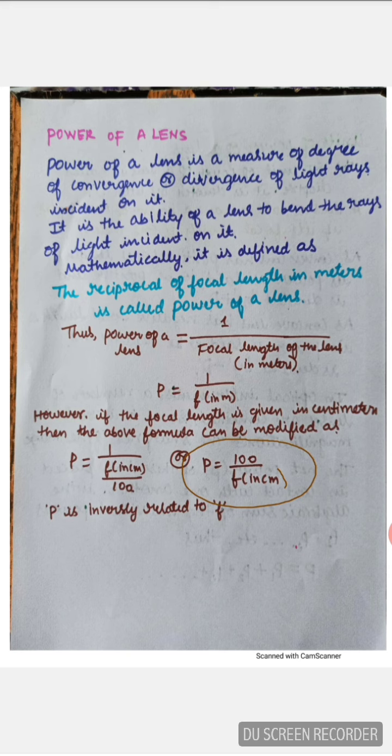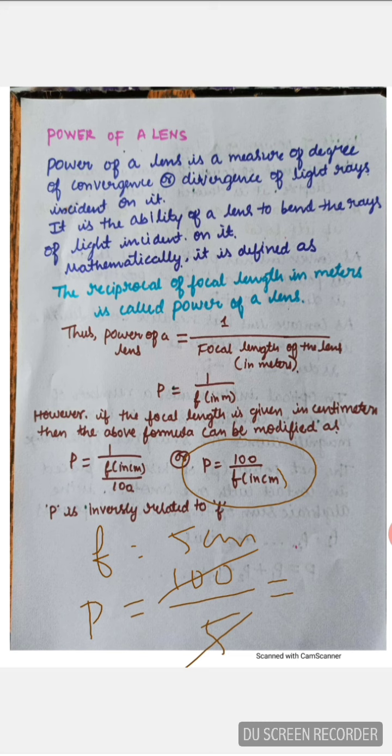Okay, let me explain. Like in few problems, the focal length is given as 5 centimeter. If the focal length is given as 5 centimeter, find its power. So power will be equal to 100 divided by 5. You can take it as 100 divided by 5 if it is given in centimeter. So 5 twos are 10, 5 twenties are 100. So power will be 20 meter inverse, that is diopter. So this is how you can solve the problems.